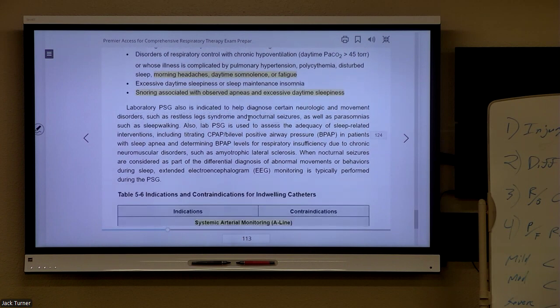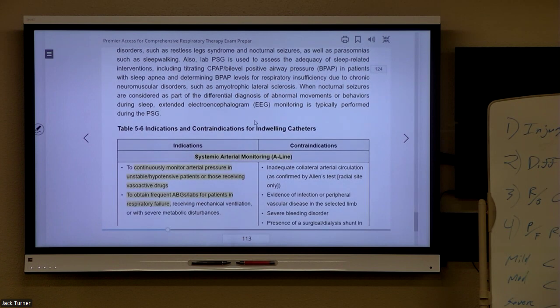So when you look at your overnight pulse ox study, if it's bad enough, they won't even do the sleep study. They'll just give you a CPAP. If it's borderline, they're going to do the sleep study for sure.